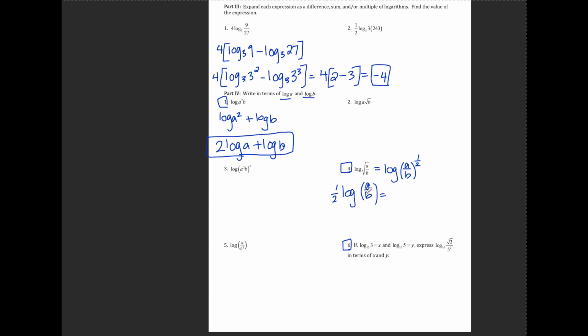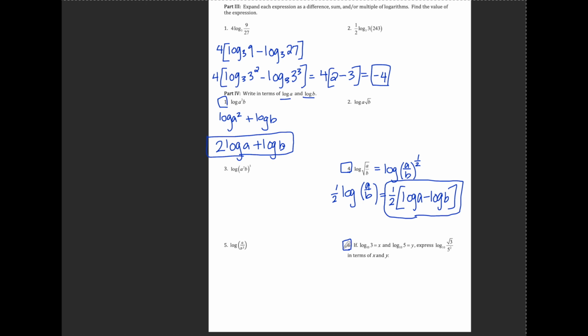Now I'm going to attack that division. So now I'm going to split the division up into subtraction. But it has to be 1/2 times this whole thing. So I'm going to need either brackets or parentheses. Remember, those are interchangeable and it doesn't matter which you decide to use. So now when I split up the division, I'm going to have the 1/2 on the outside and then log a minus log b. There we go. Now I'm in terms of log a and log b.